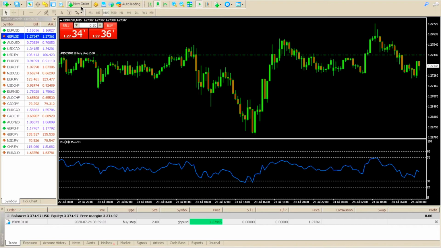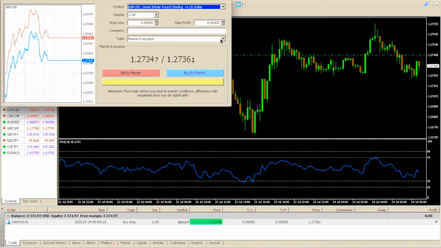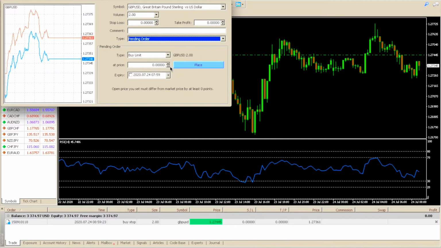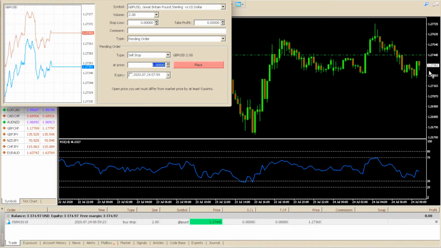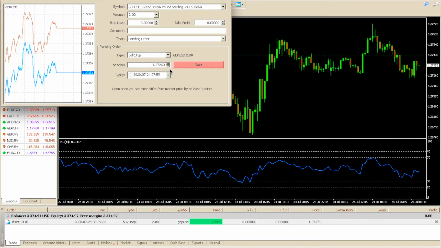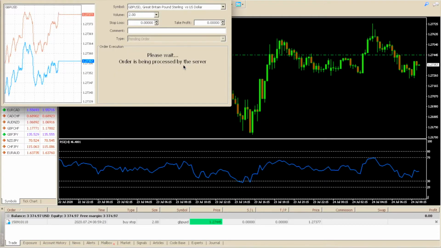And let's go now to do a stop order. So new order. Pending order. And we want to do a sell stop. Okay, and I'll put it in somewhere below that red candle there, far enough so it doesn't get triggered prematurely. So let me just see where I can put it in. Okay, I'll just put it in anywhere there and I'll drag it up. So 1.27, let's see, 260. Okay, place.